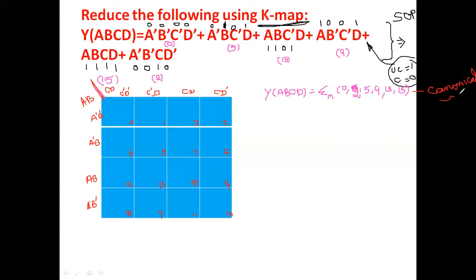Or sometimes the problem may be given in min terms, whatever may be the case. So after reducing, 0 is given, so that cell is filled with 1. 2 is also given, and then number 5 is given. Afterwards, 9. Where is the 9? 9 is given here, and then 13. Afterwards, 15.